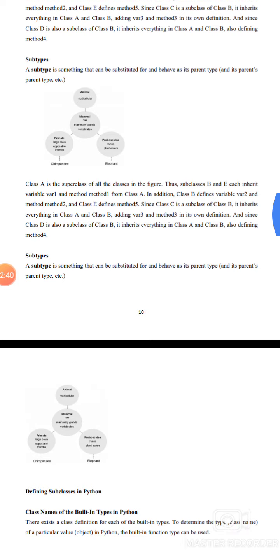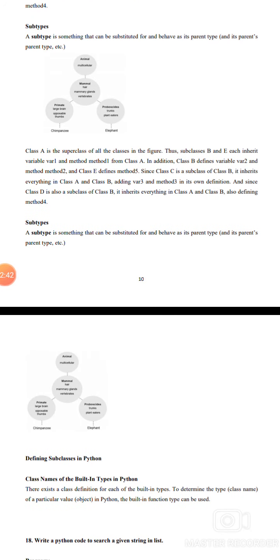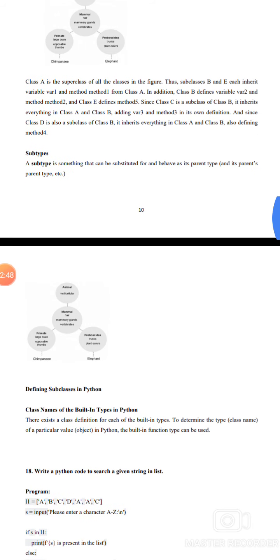Class D is also a subclass of class B. It inherits everything in class A and class B, defining the method 4. A subtype is something that can be substituted for, and behave like, the parent type.